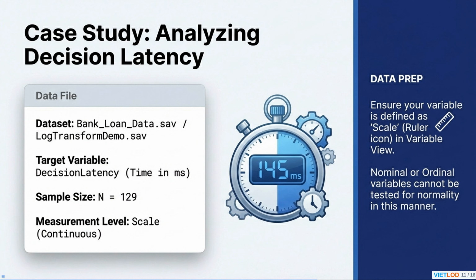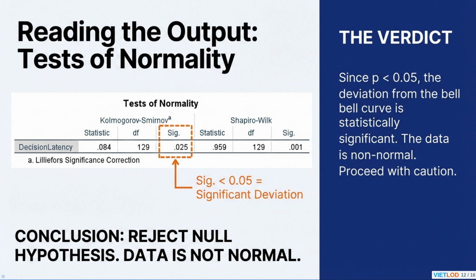Before we can run the test, we must perform a crucial data preparation step. In the SPSS variable view, we need to ensure that decision latency has its measure level set to scale. Normality tests can only be run on scale variables, not nominal or ordinal ones. If decision latency was incorrectly coded as ordinal, SPSS would not allow you to perform a proper normality test on it. You would first have to go to the Variable View tab and change its measurement type to scale, which is represented by a small ruler icon. With our data prepared and the correct options selected in SPSS, let's examine the output table.